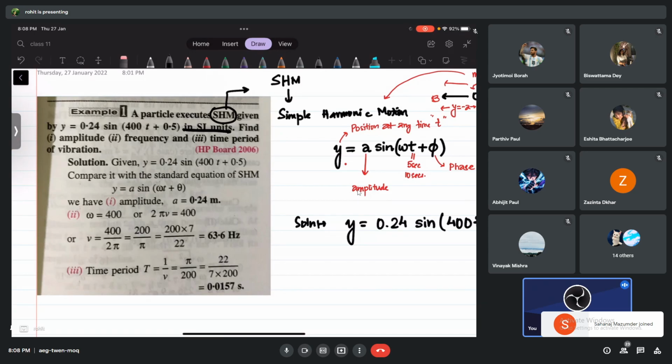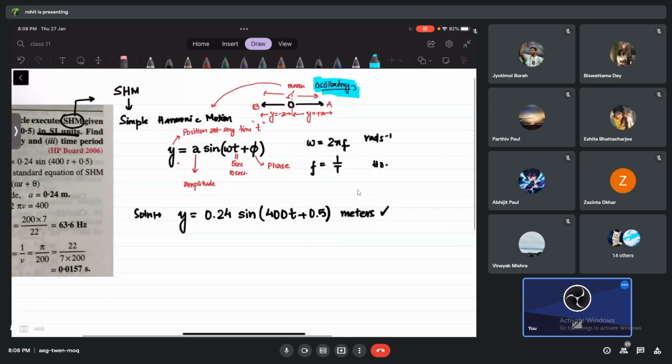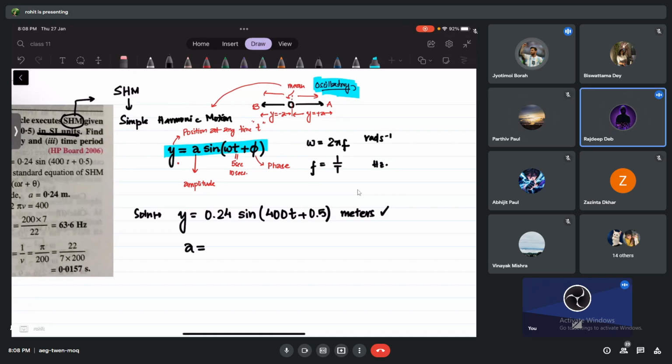Then the question is to find the amplitude. You can directly compare these two equations, check this and this, and compare. Can you tell me, guys, what is the amplitude in our case? How much is A equal to? 0.24. Yes, 0.24. I cannot hear anyone.